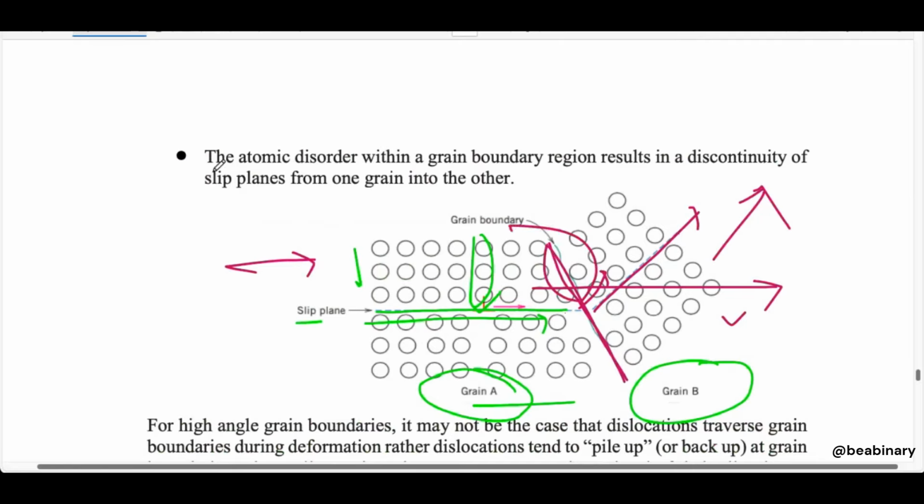Okay. The second reason is that the atomic disorder within the grain boundary region results in a discontinuity of slip planes from one grain into another grain.